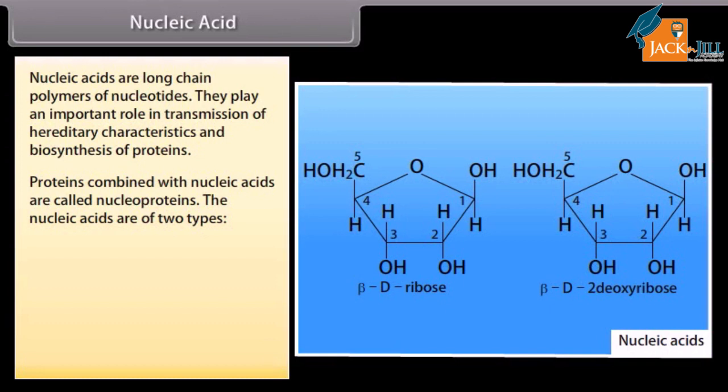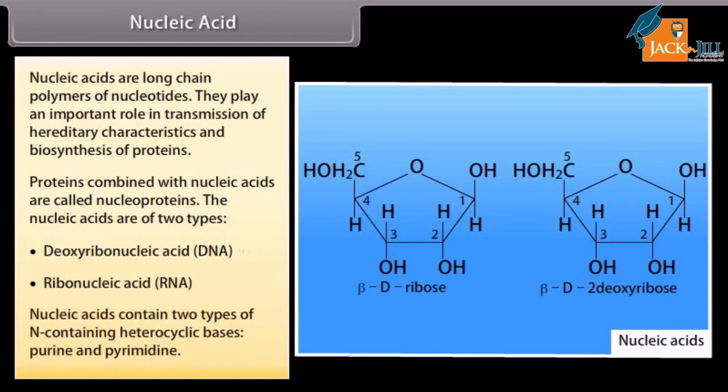The nucleic acids are of two types: deoxyribonucleic acid and ribonucleic acid. Nucleic acids contain two types of N-containing heterocyclic bases, purine and pyrimidine.